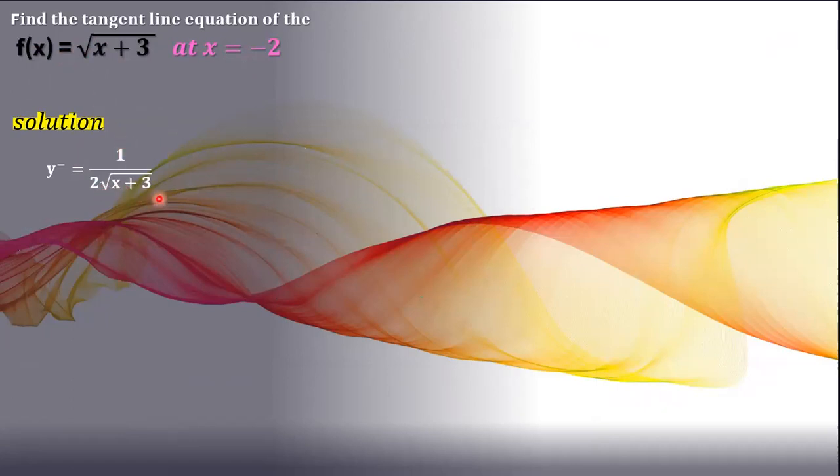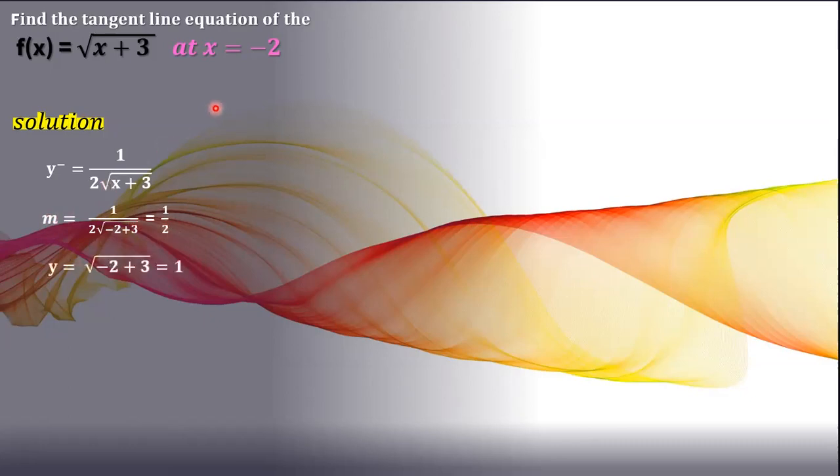Okay. Now for the slope, we have to substitute x by negative 2. So m, the slope, equals 1 over 2 times square root of negative 2 plus 3. Negative 2 plus 3 is 1. Square root of 1 is 1. 1 times 2, 2. So 1 over 2. So we have the slope 1 over 2.